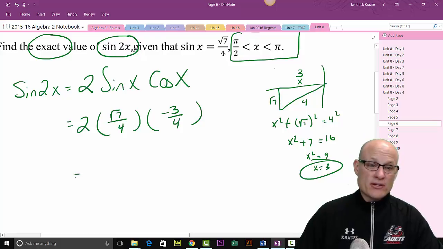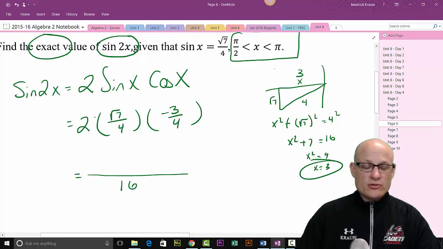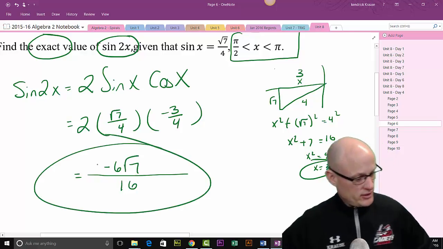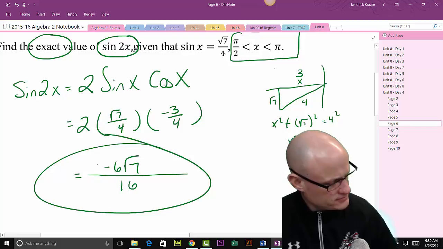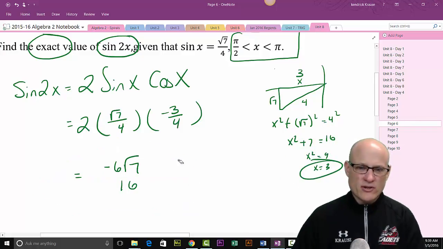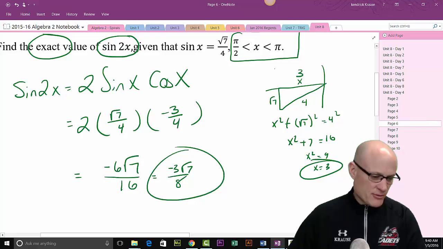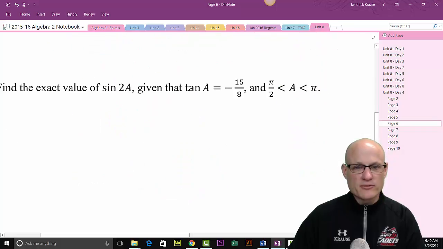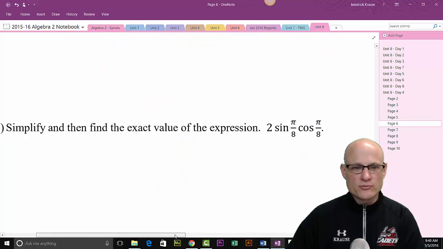All right, now let's multiply this stuff out. The denominator is just 16. 2 times radical 7 times this is going to be negative 6 radical 7 over 16. Wait a second, that can be reduced. You don't necessarily have to reduce it, but it can be reduced. It's equal to negative 3 radical 7 over 8. That would be the reduced form. But whatever, that was 10. Let's go to 12. I think this is 12.